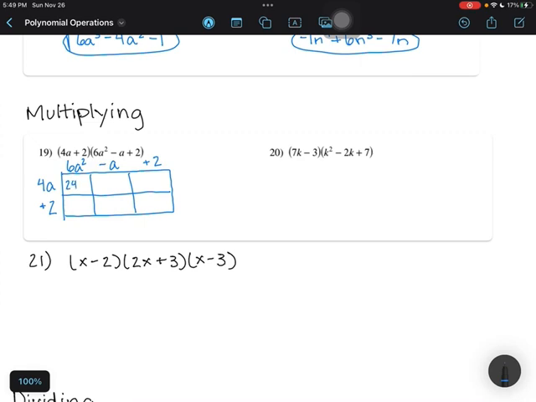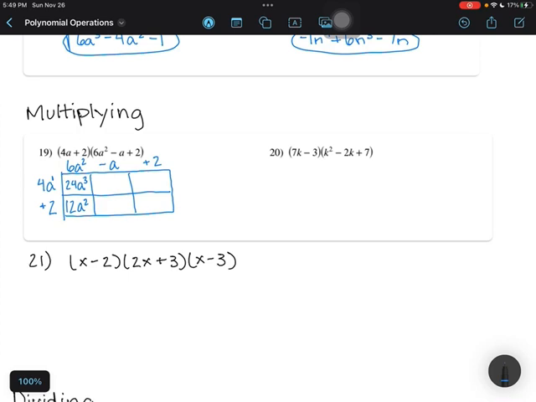And then a squared times a, remember there's like an imaginary 1 exponent, and we're going to add the 2 exponents together. So it'd be 24a to the third. Now I'm going to do the one below it. So 6a squared times 2 gives me 12a squared.